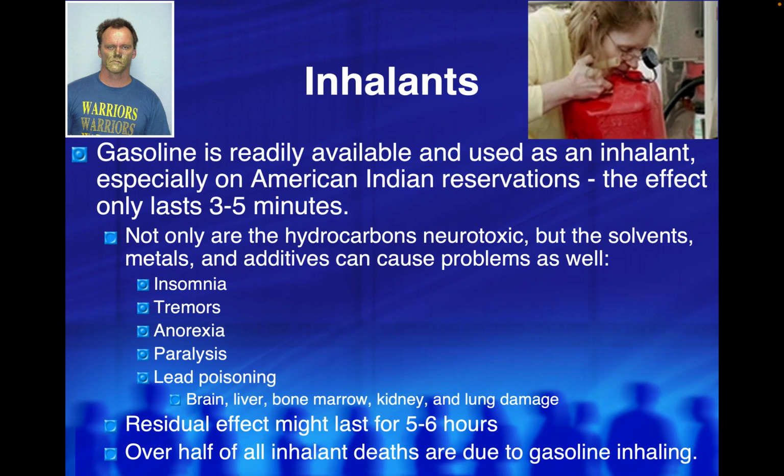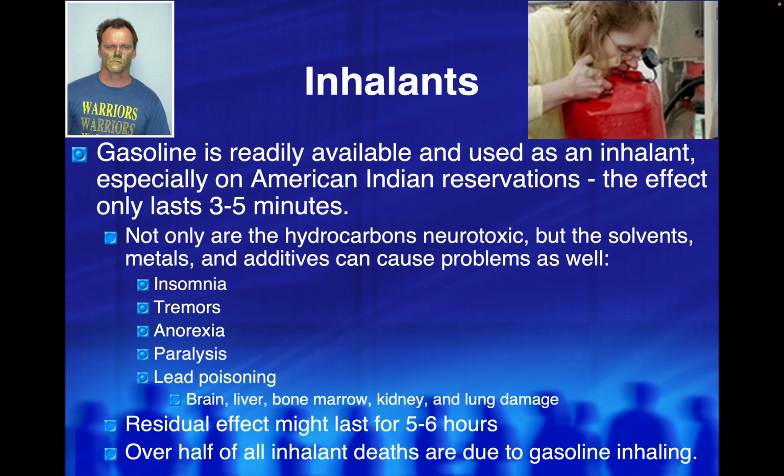Gasoline is readily available and used as an inhalant, especially on American Indian reservations. The effect only lasts for 3 to 5 minutes. This is very common in South Dakota, North Dakota, Montana, Idaho, and Washington. Not only are the hydrocarbons neurotoxic, but the solvents, metals, and additives can cause problems as well. It can cause insomnia, tremors, anorexia, paralysis, and lead poisoning. Lead poisoning can cause damage to the brain, the liver, bone marrow, kidneys, and lungs. Residual effects might last for 5 to 6 hours.